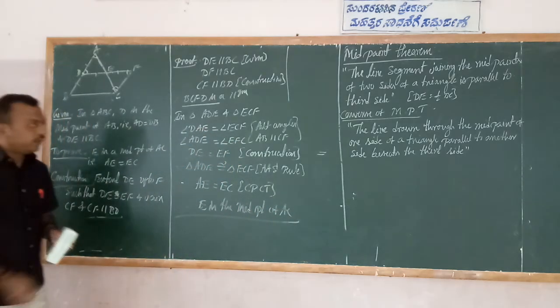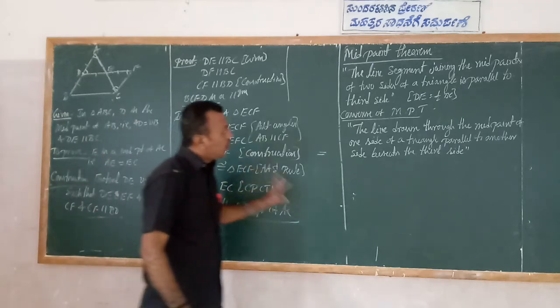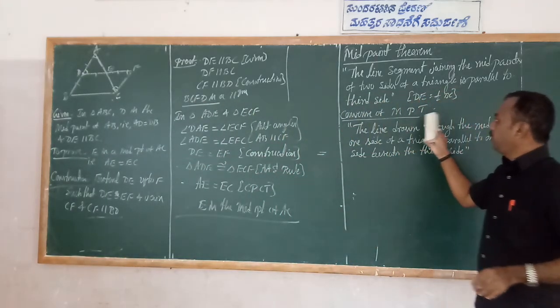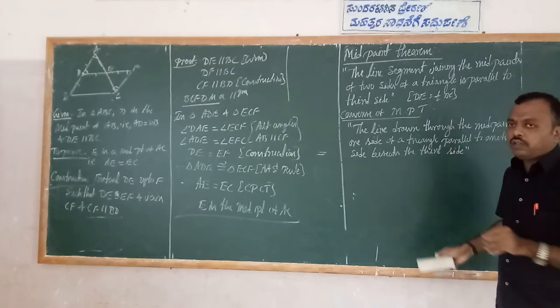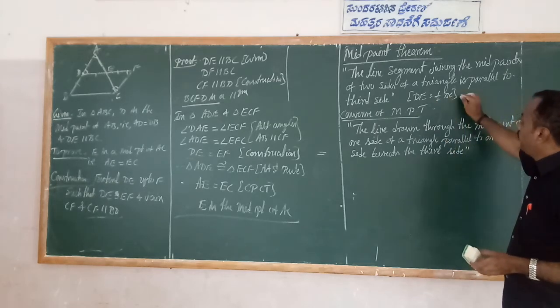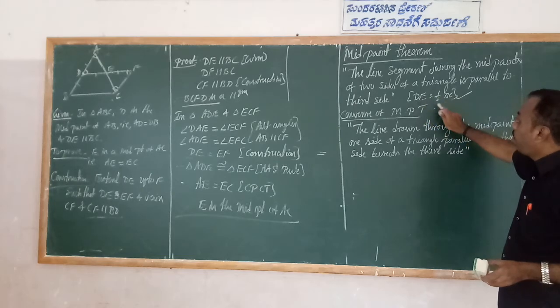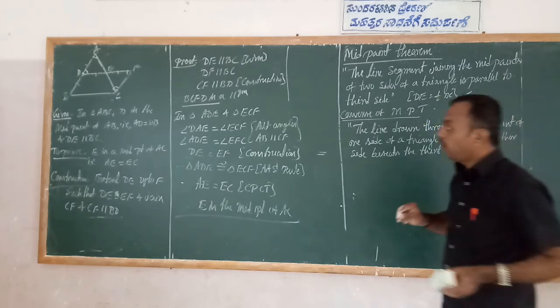Have you understood? So this is the converse of MPT, the midpoint theorem. MPT means midpoint theorem. So these two are very, very important. Okay, students, I forgot that. I will tell it now. DE is equal to half of BC. What does it mean that DE is equal to half of BC?